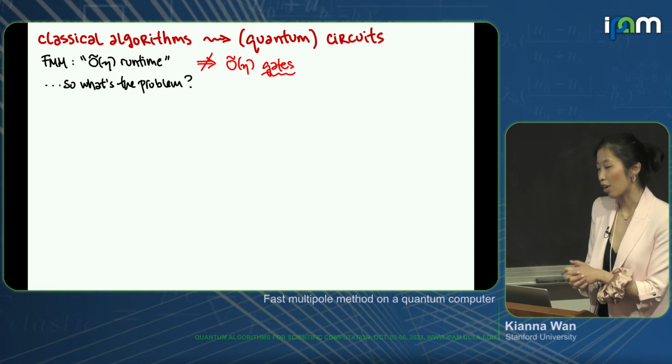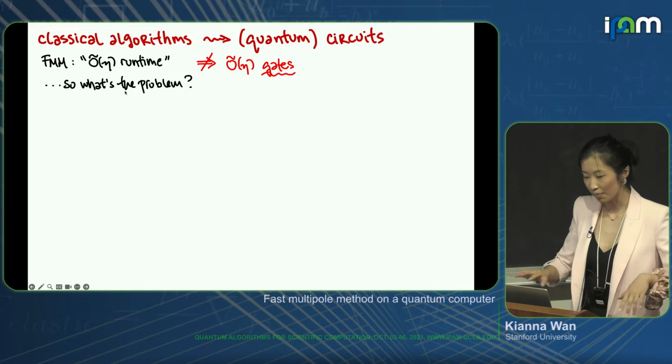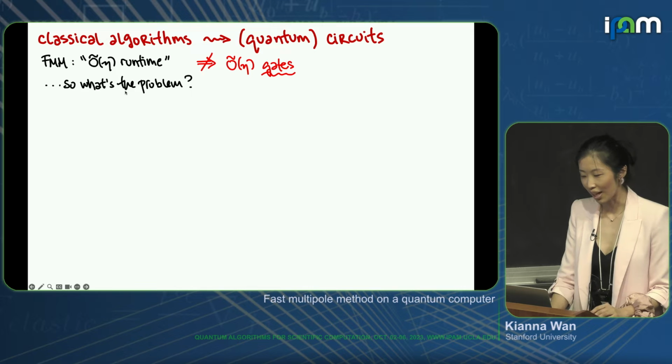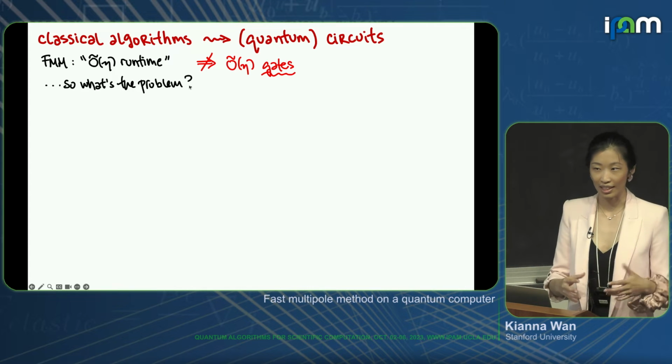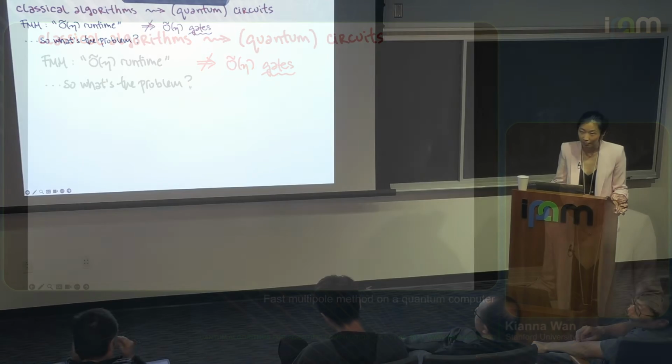And this turns out not to be so straightforward. A classical algorithm with a given runtime doesn't automatically imply a circuit with the same complexity in terms of gate count. Yep? Yeah. Just ask a question.